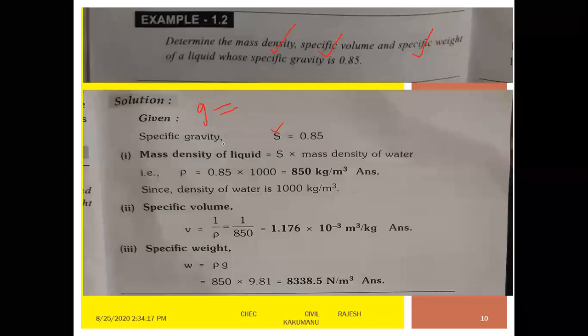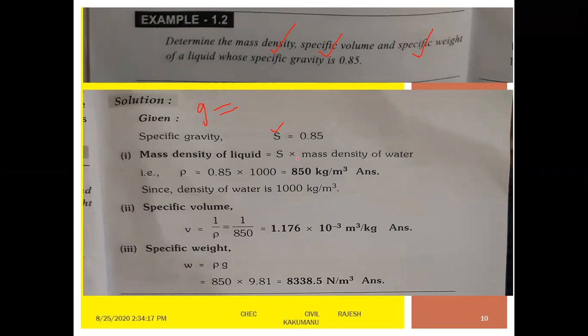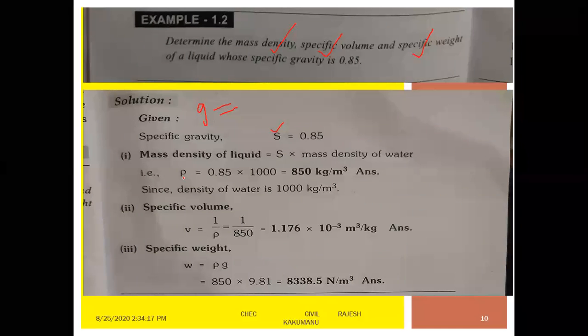Now write the mass density formula. What is the mass density? S is equal to the mass density of liquid divided by the mass density of water, so the mass density of liquid is equal to S into mass density of water. That is rho is equal to 0.85. Mass density, unit rho.